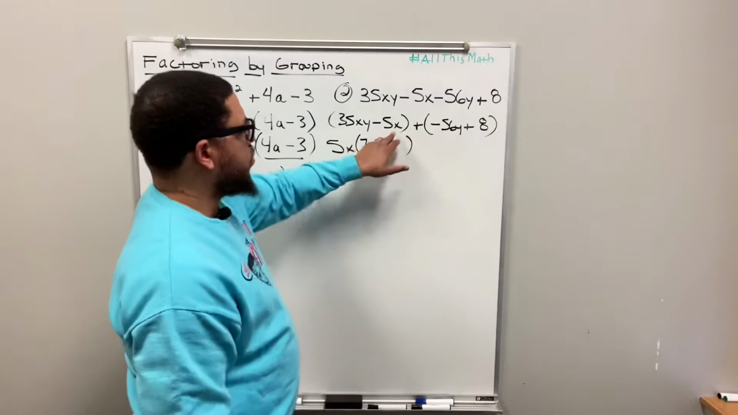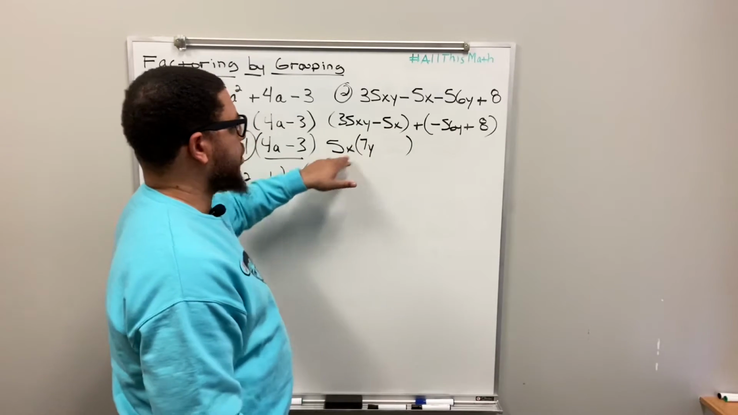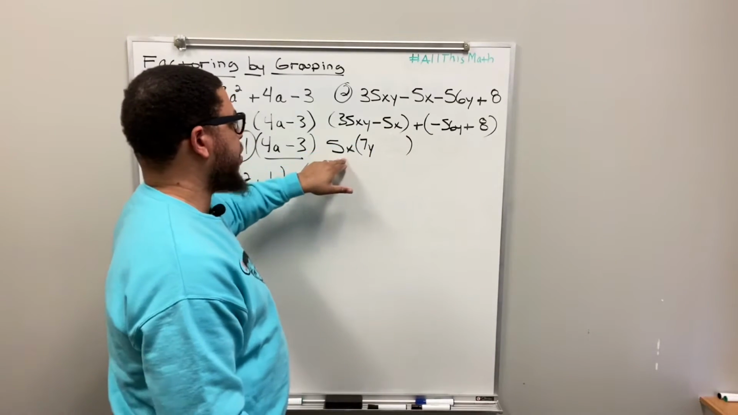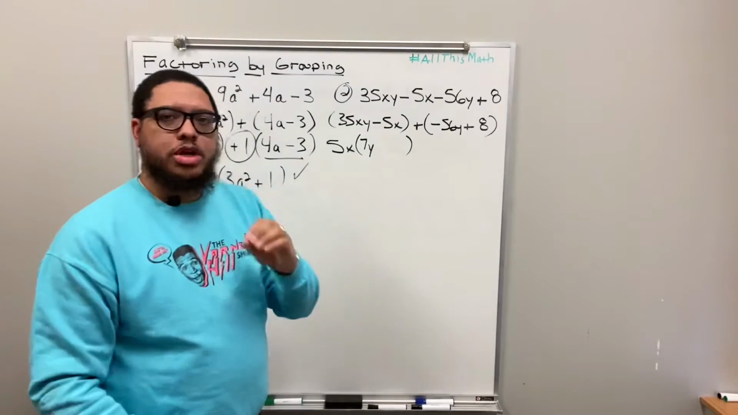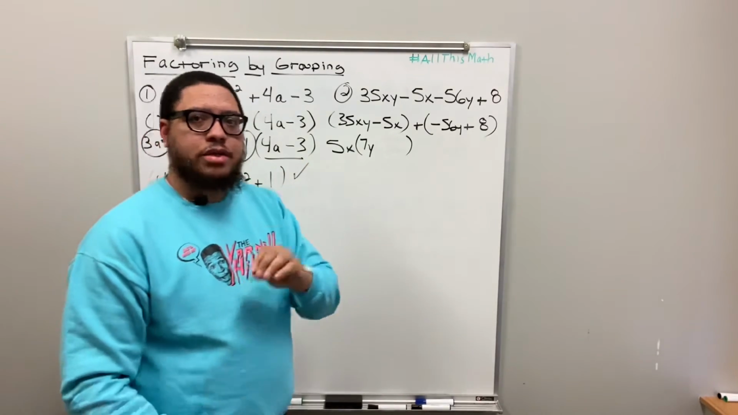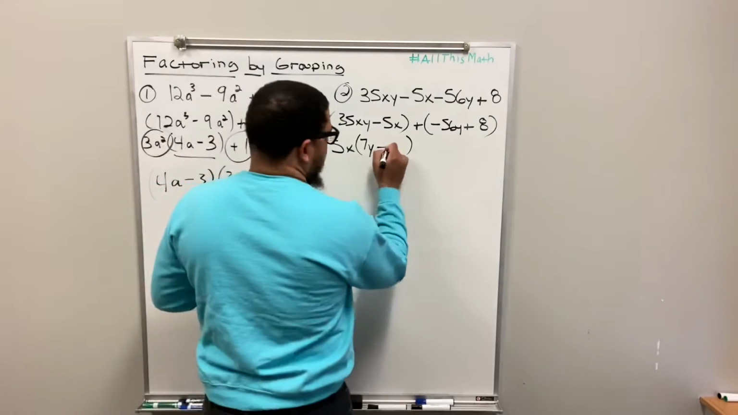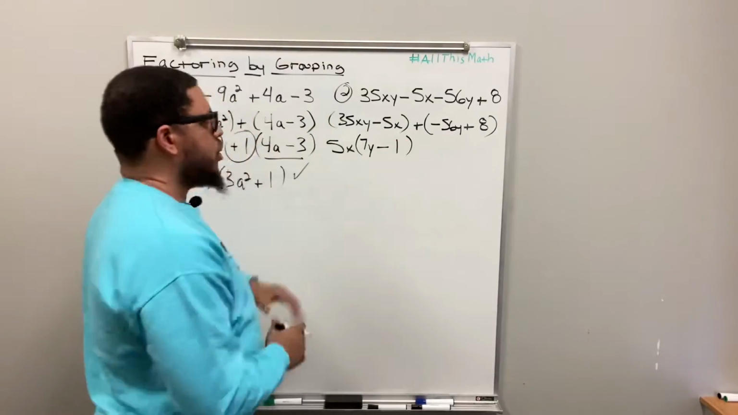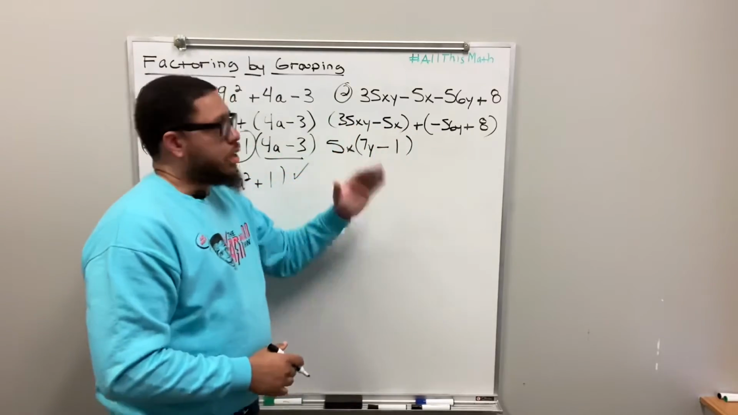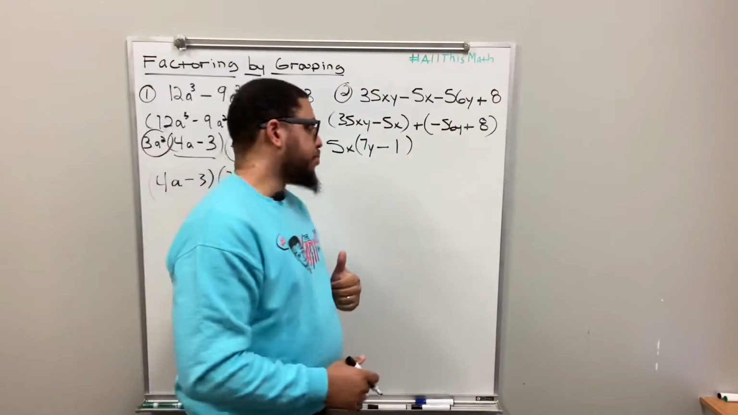Then I do the same thing over here. Negative 5x divided by 5x. It's always the original term divided by the GCF. So that's going to give me minus 1. All right? So the first group is done. Now, on to the second group.